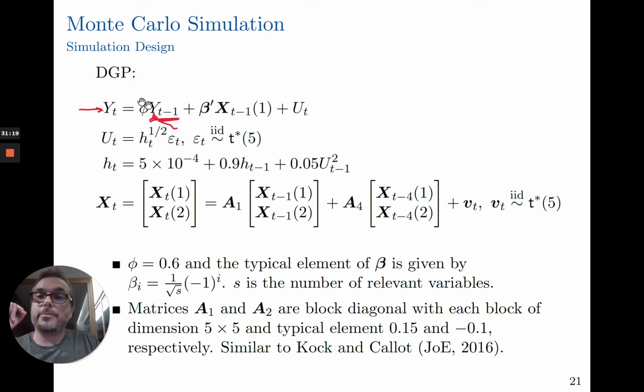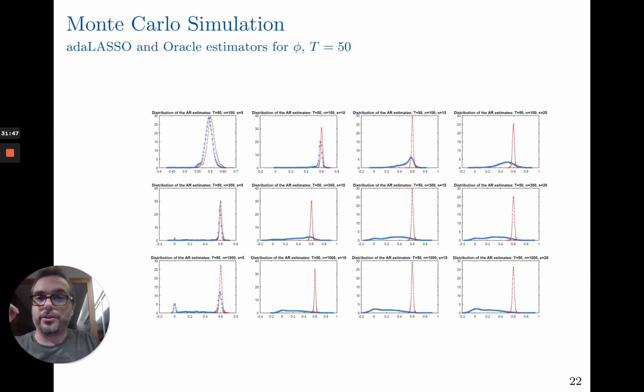And we are going to look at two things. One is the estimator of this parameter phi here: how close we get to 0.6, how close we get to the oracle. The oracle means that we are running OLS under the assumption that we know the set of true variables x1 here. We are also going to look at statistics about model selection. How good is model selection in this setup? So let's go look at pictures here.